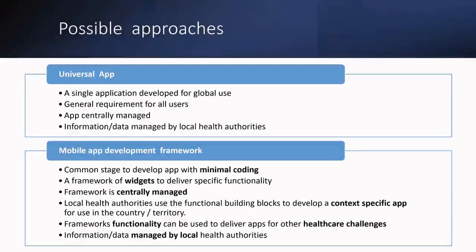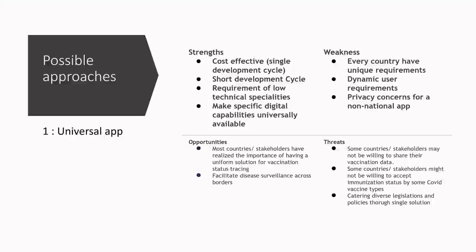So what are the approaches? We tried to analyze different approaches. One is, can we develop a single app or a universal app to support the COVID management? Another option is, rather than developing an app, can't we develop an app development framework? So it's like a toolbox. We are not developing an app, but we are developing a framework. Using this framework, any country can develop their own apps. So these are the two options. Then we analyzed these two options in a little more detail. We did the SWOT analysis, and we see that each option has pros and cons.